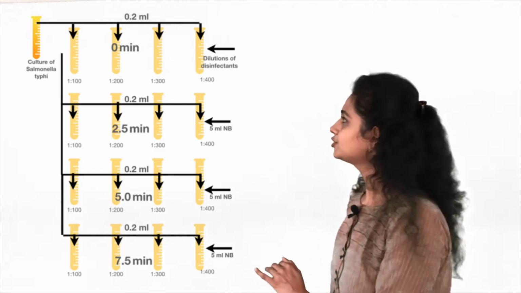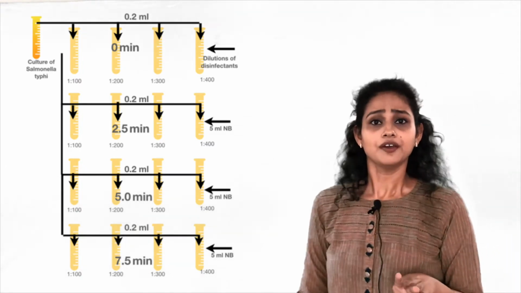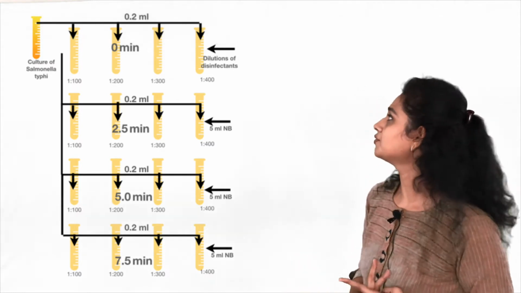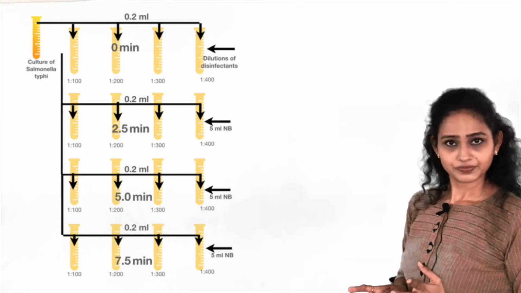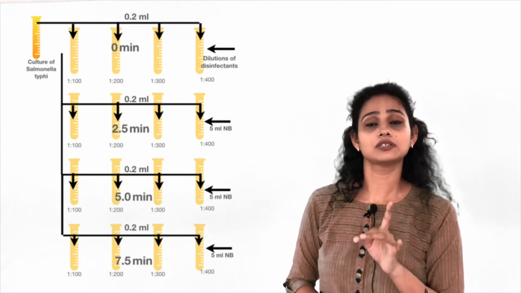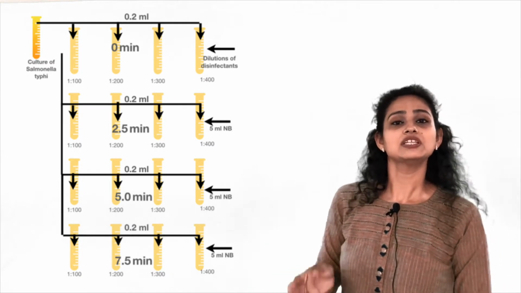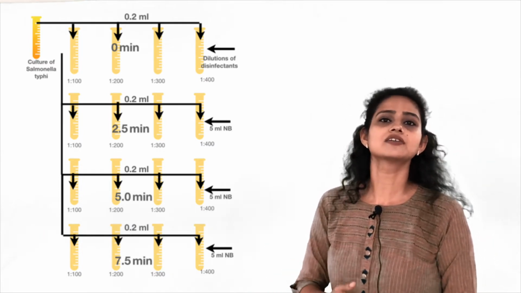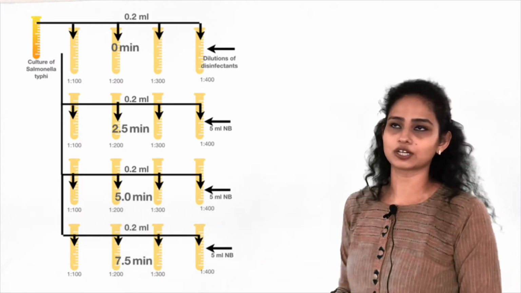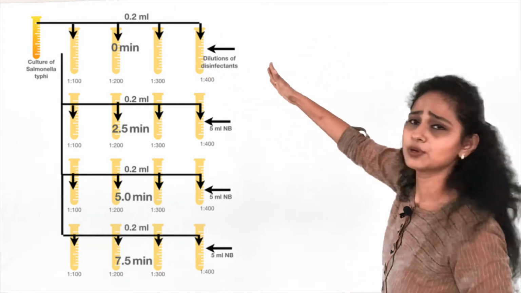First of all, I have prepared 4 dilutions of disinfectant, right? For example, 1 is to 100, 1 is to 200, 1 is to 300 and 1 is to 400. This is the dilution. These dilutions have to be prepared in water. So 1 is to 100 means 1 part disinfectant and 100 parts water. 1 is to 200 means 1 part disinfectant and 200 parts water. As you move this way, it is diluting. This is how you have to prepare dilutions.